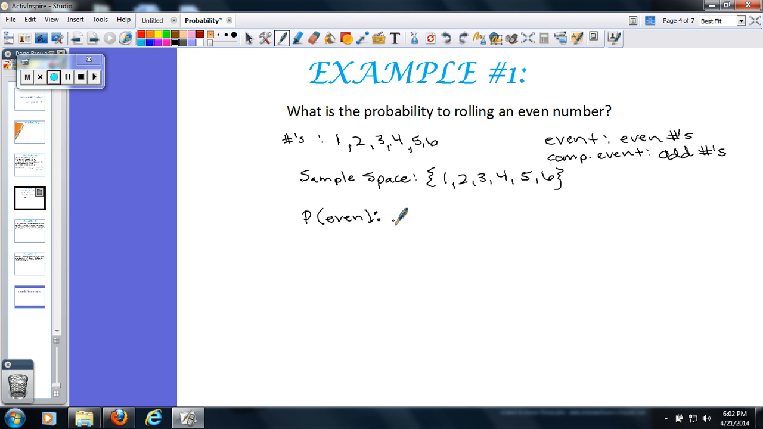Alright, so now, in order to find the probability, the bottom is the number of possible outcomes. So I have 6 total possible outcomes. Out of those 6, how many are even? Well, you've got 2, 4, and 6, giving you 3 favorable outcomes, which means the probability that I roll an even is 1/2 or 50%. Okay?